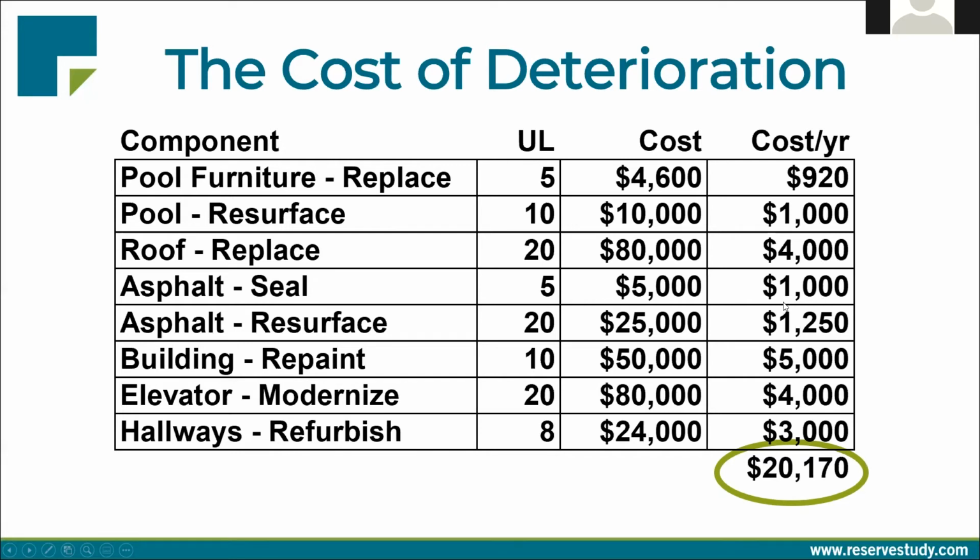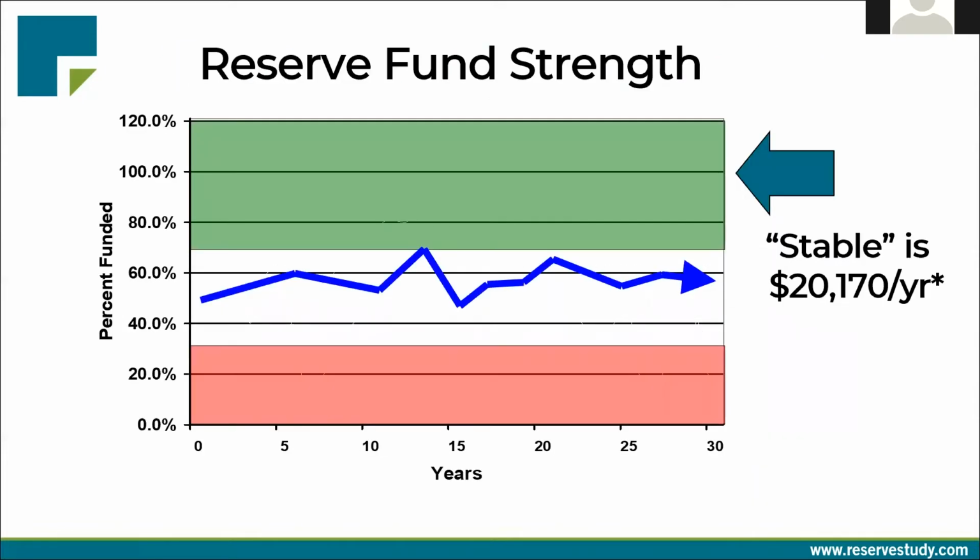Effectively, you'll need about $1,000 of reserve contributions to keep up with the pace of deterioration for that component. For this component list, doing the same calculation for all the components tells you the components are deteriorating at a rate of $20,170 per year. Just offsetting your deterioration won't build or deplete your reserve fund strength. Whatever it starts with, it'll stay at a high level of strength for years with just little variation.